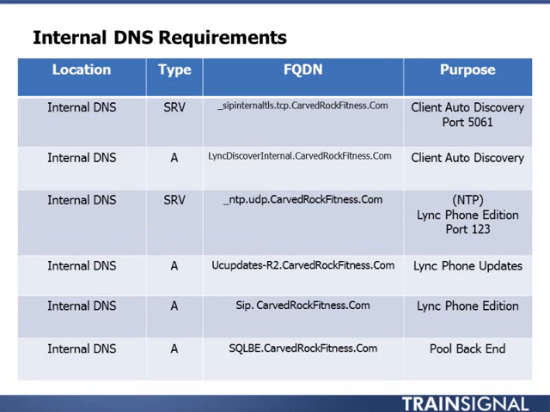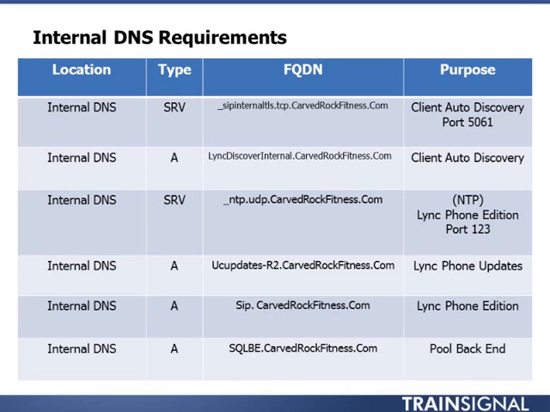Here you can see some more examples of DNS records that you're likely to find in a Lync environment. The first example is a service advertisement record, _sipinternaltls._tcp.carveroutfitness.com. This would typically map down to port 5061 and to the host or to the pool providing the service. This is used by your legacy clients for auto discovery.